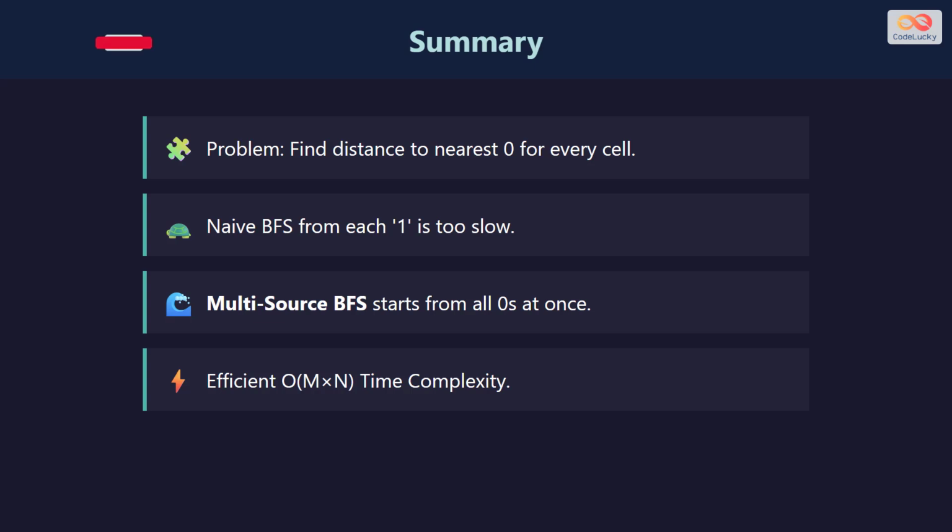To summarize, the 0-1 matrix problem asks for the shortest distance to a 0. The naive approach of searching from every one is too slow. The optimal solution uses multi-source breadth first search, starting from all zeros at once, giving us a fast and elegant solution.